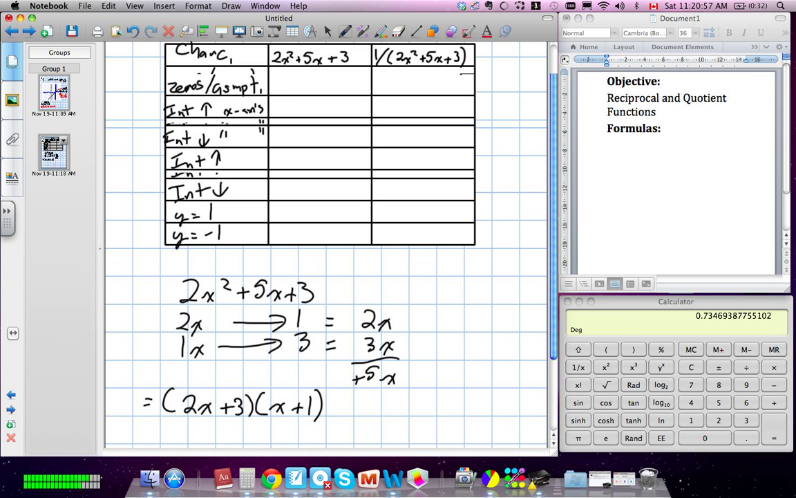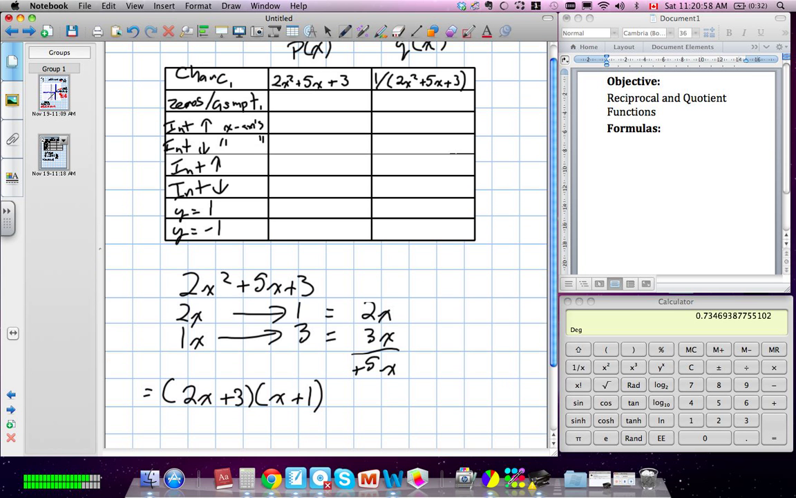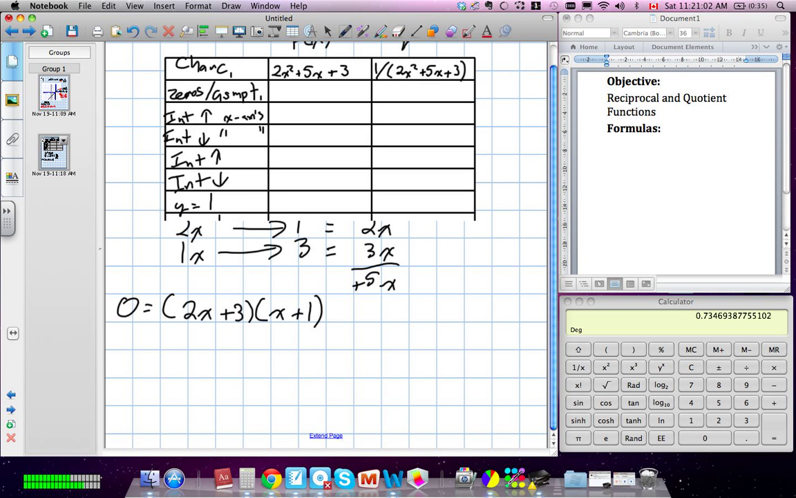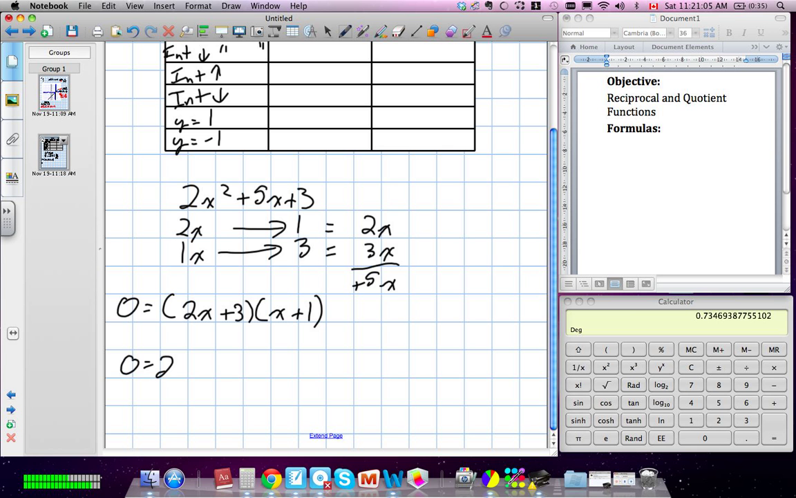So that's what's important in order to find the zeros. So that's going to find our asymptotes also. We set both of them equal to 0. So we're going to get 0 is equal to 2x plus 3, and 0 is equal to x plus 1. In this case, we get negative 3 is equal to 2x, and negative 1 is equal to x, and we get negative 1.5, or negative 3 over 2, is equal to x. Does that make sense?